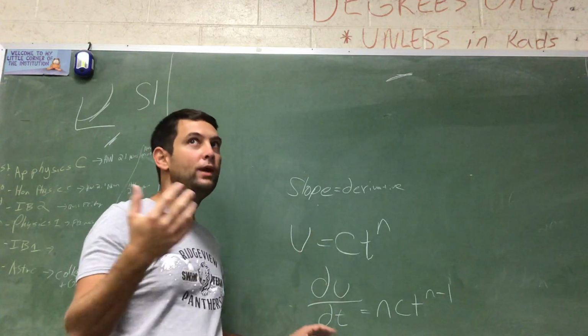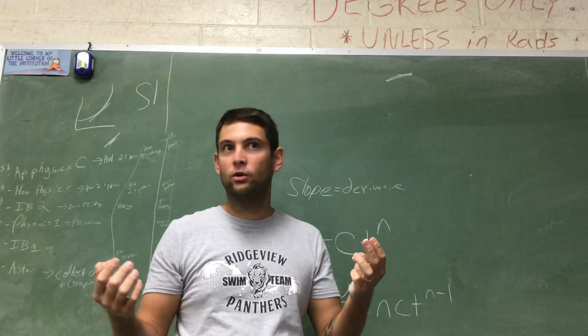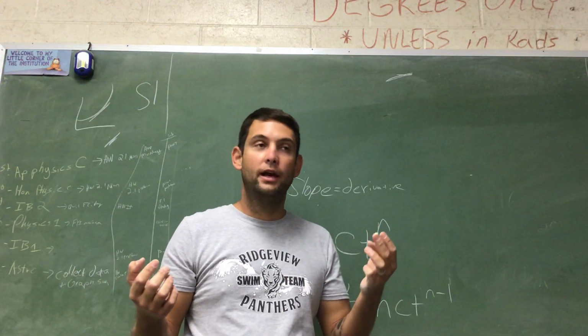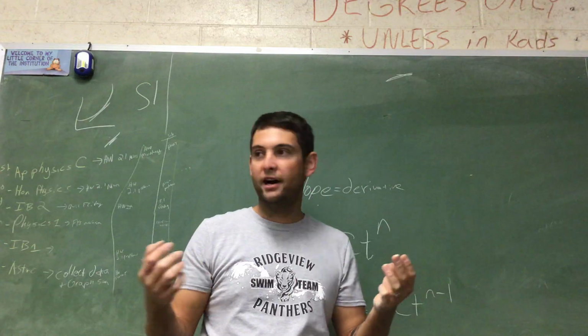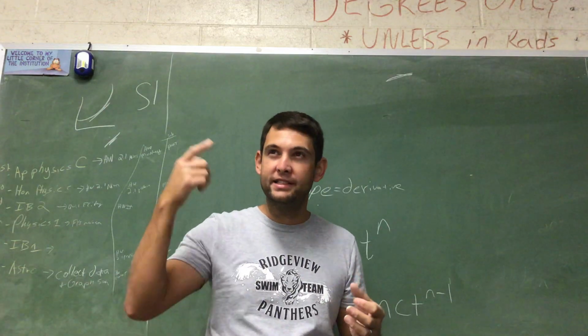Like, we know 3 plus 4 is 7, right? And we know 3 times 4 is 12, right? And we get the idea of how that works.